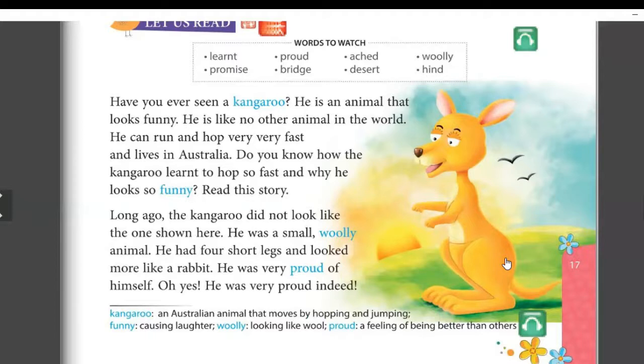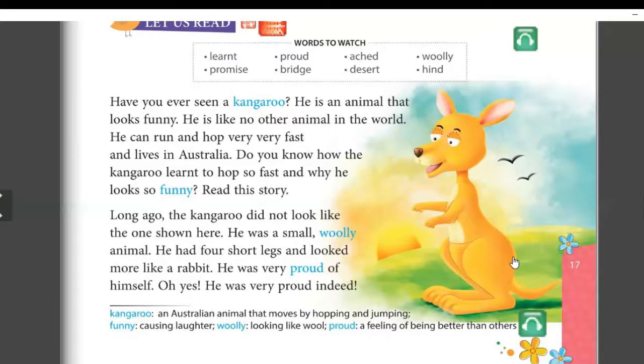Okay, shall we see the story and know how the kangaroo learned to hop so fast and why he looks so funny? He is different from all the animals, no? Look at the picture. He looks so different from all the animals. Long ago, the kangaroo did not look like the one seen here.